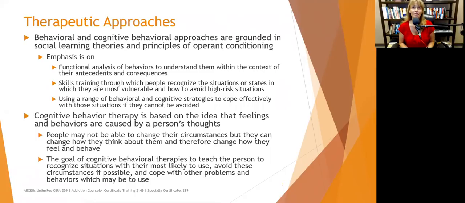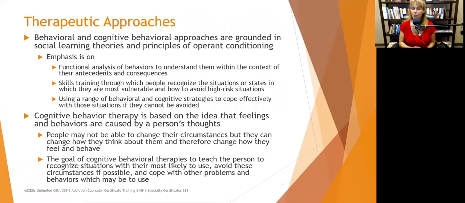And finally, behavioral and cognitive behavioral approaches use a range of behavioral and cognitive strategies to help people cope effectively with situations that can't be avoided. So if you can't avoid going to your families for the holidays, but you know that's a huge trigger, you would talk with your therapist, or you would identify ahead of time cognitive strategies and things you could do, behavioral strategies, in order to reduce the likelihood that you would relapse.